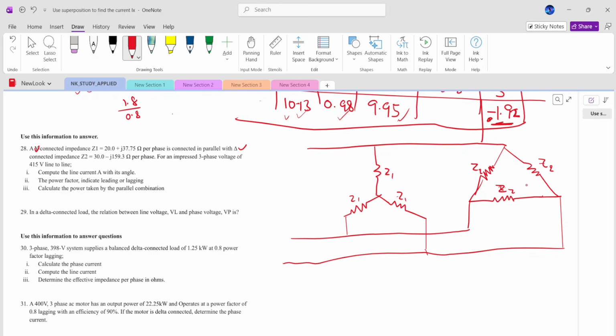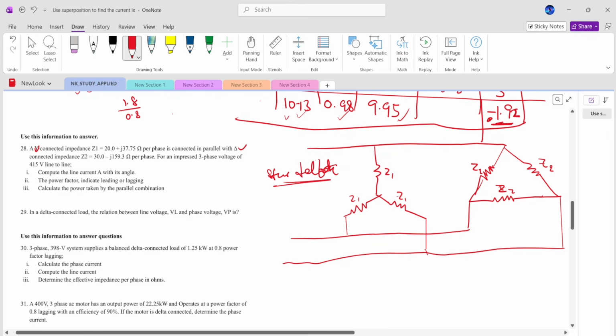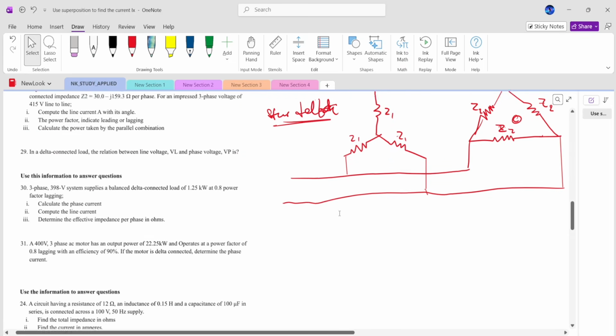To be able to solve a question like this, we would have to change one of them to the other. So remember, you learned star delta transformation, right? You can either change all of them to star, or you change all of them to delta. Then the different phases will now be in parallel with each other. So when we do that, let's say I'm changing this one to a star. I'm going to have at the end of the day a system like this.